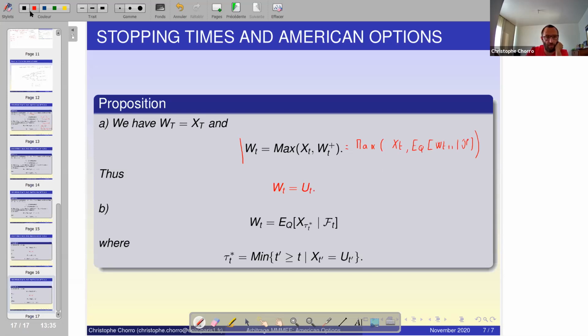But as you can remark, previously we have seen together that the price of an American option fulfills this one: U capital T is equal to X capital T. So I have the same terminal condition for U and for W. And I have also that Ut is equal to the max between Xt and the expectation under Q. Oh, excuse me. It's not Ut here, it's Xt.